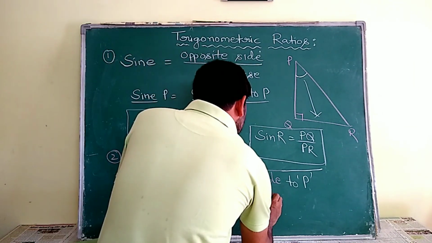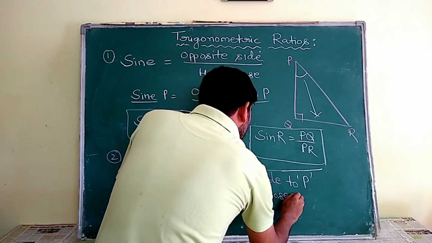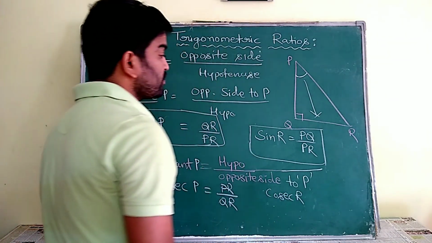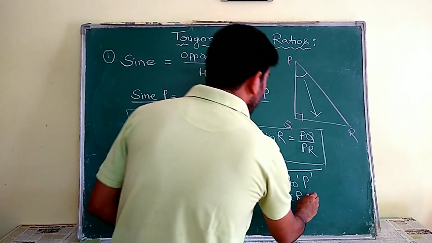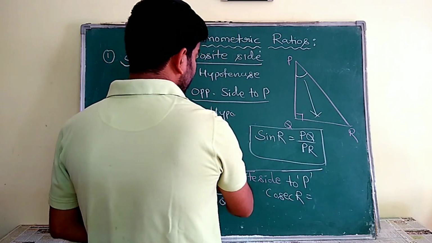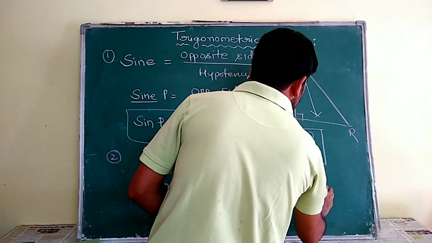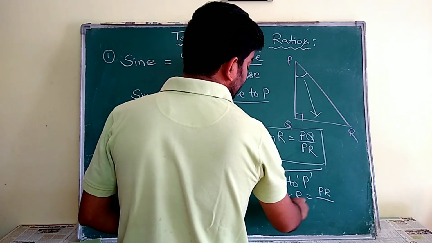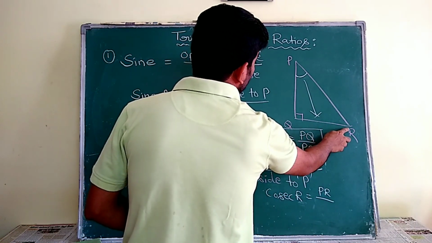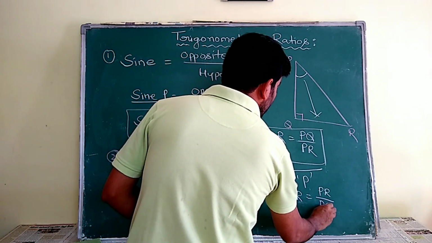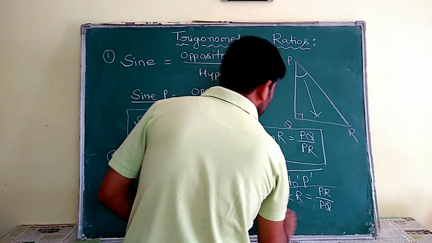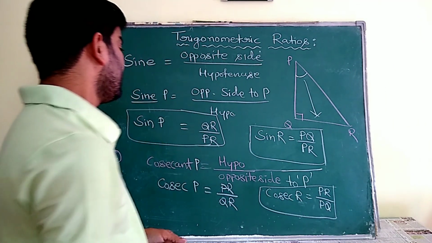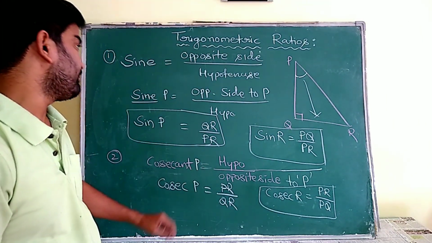If I want to write cosecant R, tell me, cosecant R means again hypotenuse. As per the definition, hypotenuse is PR by R's opposite side. R's opposite side is PQ. So this is cosecant R. And this is cosecant P.